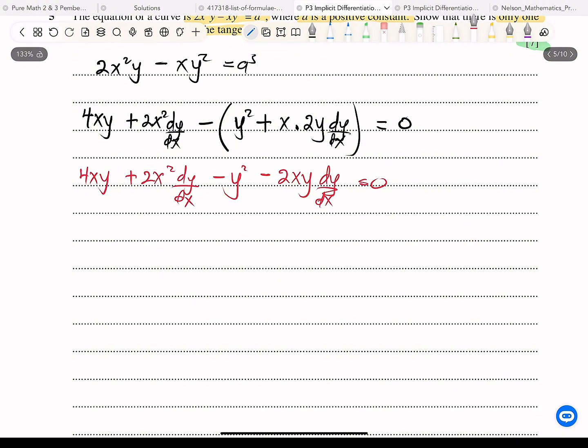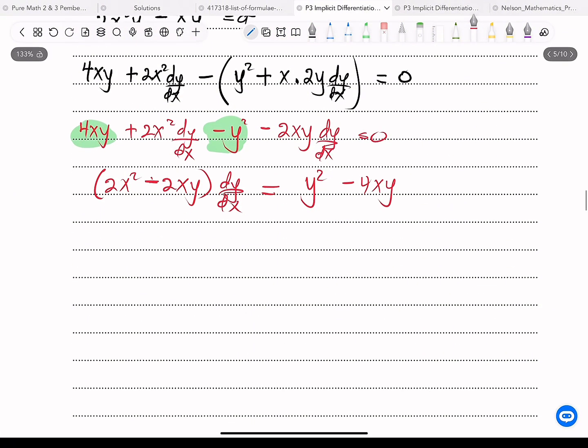And now what do we do? Let's factor dy dx out. So we have 2x squared minus 2xy, dy dx equals. And now let's move these guys to the other side, this one and that one. When we do that, we will get y squared minus 4xy. And our dy dx would be y squared minus 4xy all over 2x squared minus 2xy.